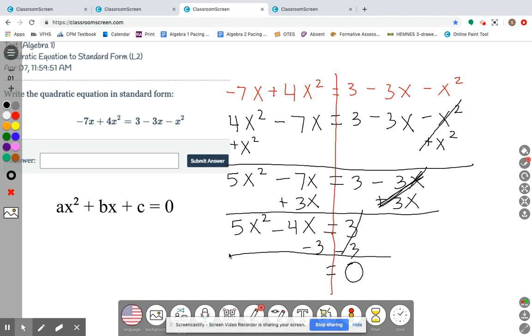Now I'm going to write these in descending order. My 5x squared term first, and then my x term, and then my term that's just my number, the negative 3. You can give yourself a double check. I have my x squared piece listed first, my just x piece listed second, my constant listed last, right next to the equals 0.